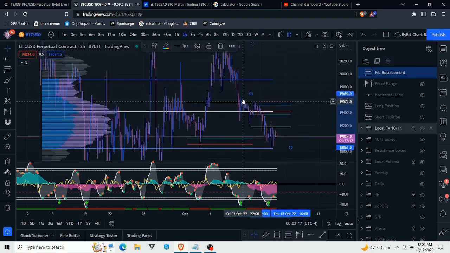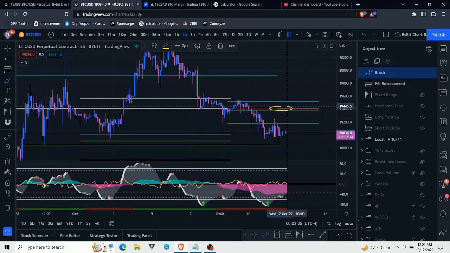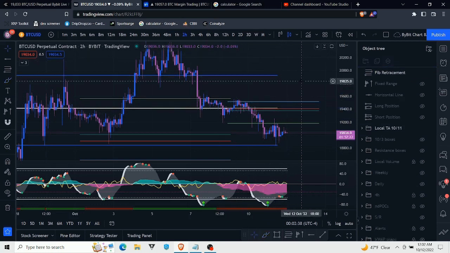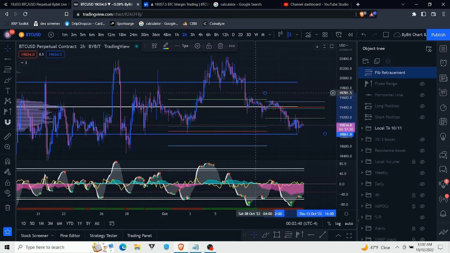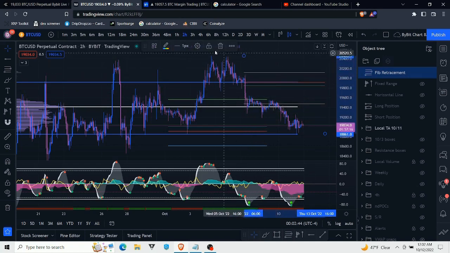And right here, you see if I take the fib from this wick right here, you can see that the golden pocket lines up with the point of control as well. So yeah, I like to take fibs from a lot of different places and use them to look for Confluence.